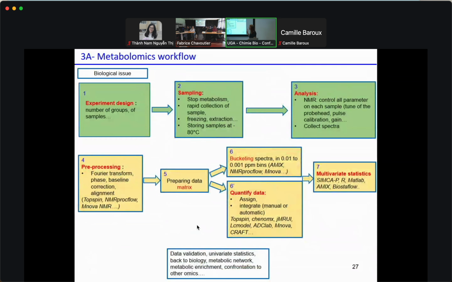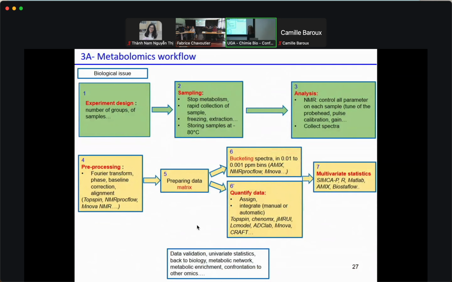A little bit more in detail. So you know that to design an experiment, we have to choose the good number of samples to have statistical power. Sampling, so stop metabolism rapidly. This is a difficult point.